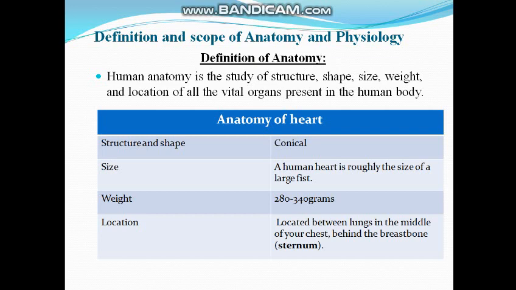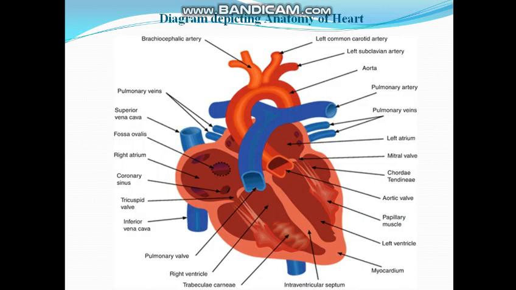If we have to study the anatomy of any organ, then we have to understand the structure, shape, size, weight, location of that organ. For example, the structure and shape of heart is conical. The size of the heart is roughly the size of a large fist. Weight of the heart is about 280 to 340 grams. Location of the heart is it is present in between two lungs behind the breastbone. Breastbone is also called sternum.